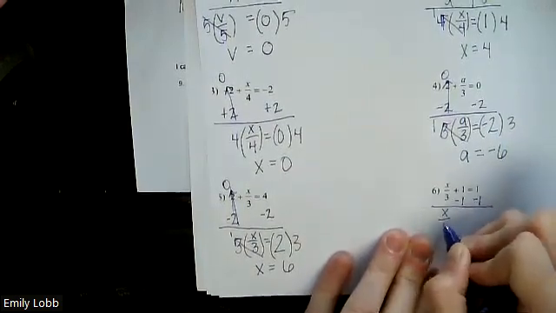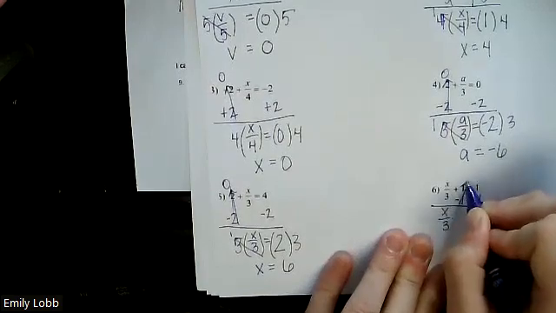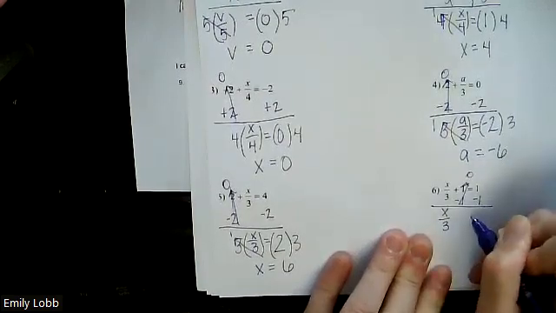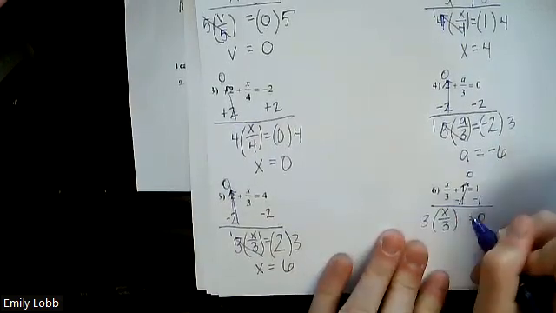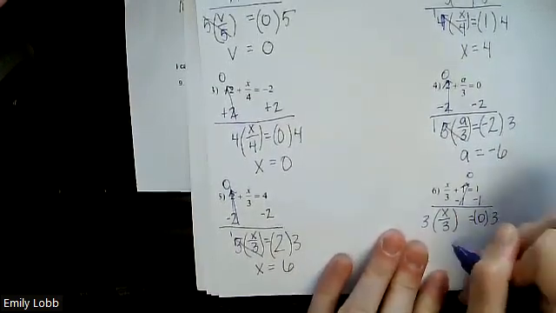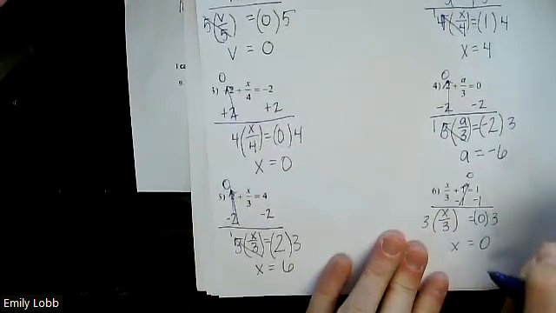So x over 3. This became 0. Guess what this became too? 0. Shoot. Why did they have so many of those? So x is equal to 0 again.